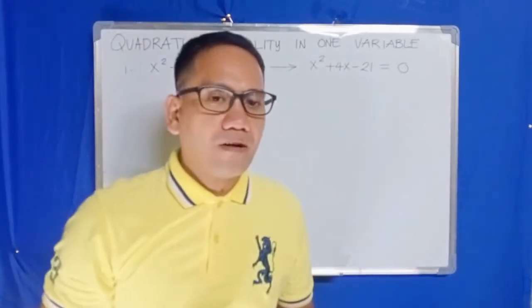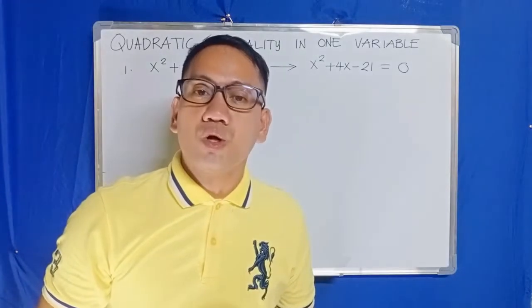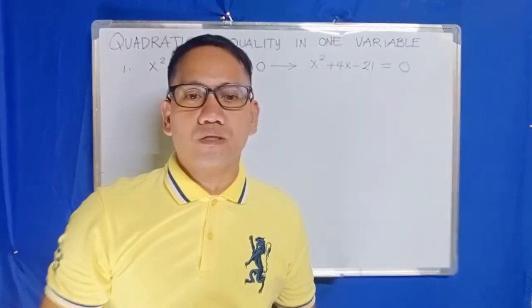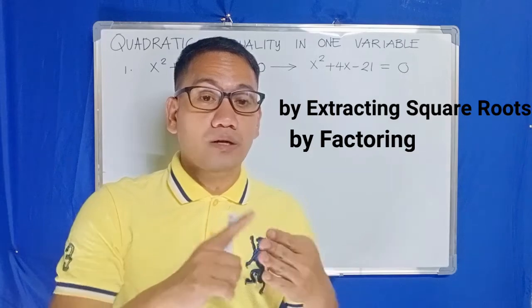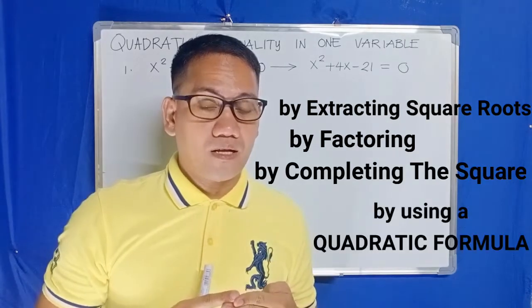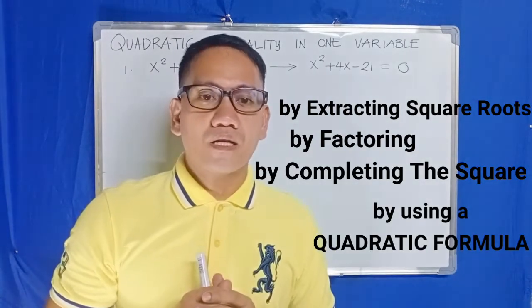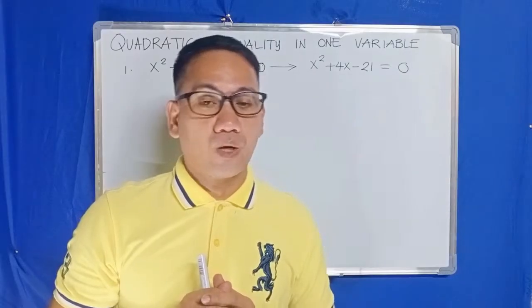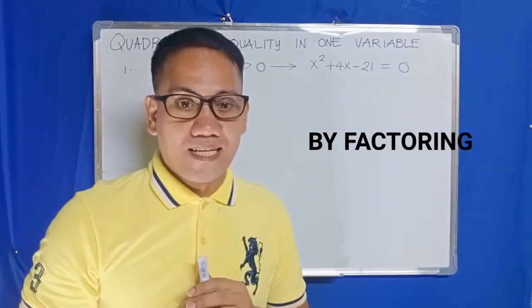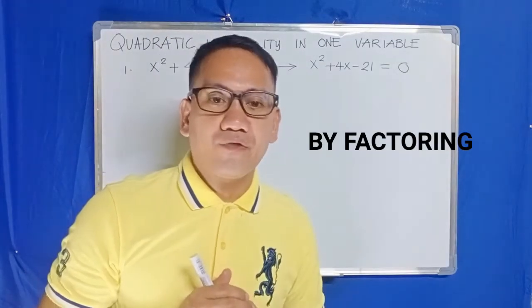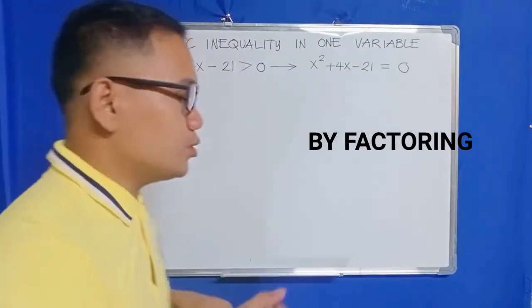We've learned that there are 4 methods used to solve for the roots of a quadratic equation. It can be extracting square roots, factoring, completing the square, or using the quadratic formula. So those methods will really help us determine the solutions of a quadratic equation. But for this example, allow me to utilize factoring in determining the roots. So let's try to solve for the roots.